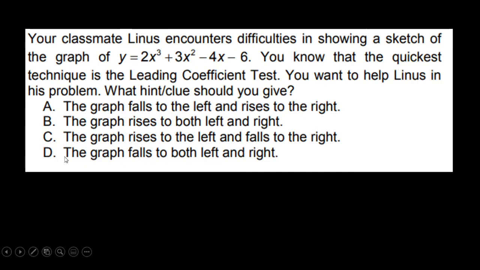Next, say your classmate Linus encounters difficulties in showing a sketch of the graph of y is equal to 2x cubed plus 3x squared minus 4x minus 6. You know that the quickest technique is the leading coefficient test. You want to help Linus in his problem. What hint or clue should you give? So again, this is the function. What is the leading term? 2x cubed is the leading term. And this is positive. And this is odd.